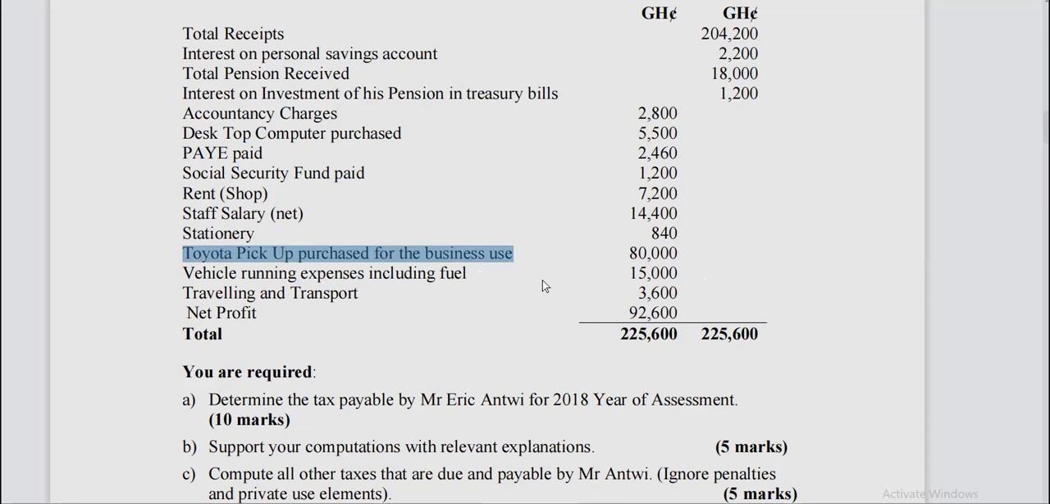Okay, so it says we should determine the tax payable for Mr. Eric Entry and support all our computations with relevant explanations and compute all other taxes that are due and payable by Mr. Entry. We should ignore penalties. This is a relatively straightforward question.